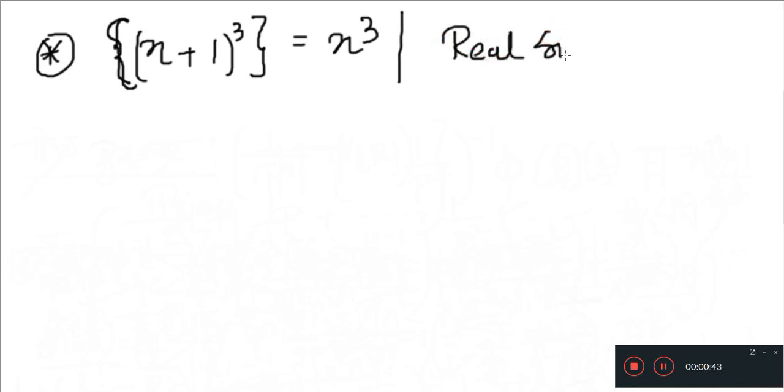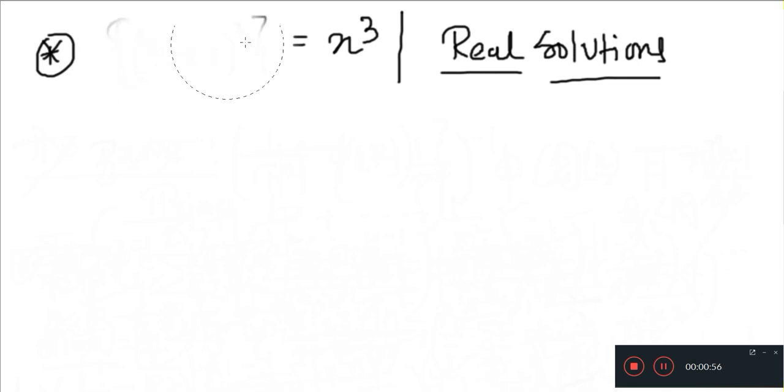Now it's pretty much an objective question, but according to me, it should be given as a subjective one because there is a lot of concept involved in it. So I'm just restating the problem. It looks a bit nasty. Let me rewrite it. The problem is the fractional part of (x plus 1) whole cube is equal to x cube, right?